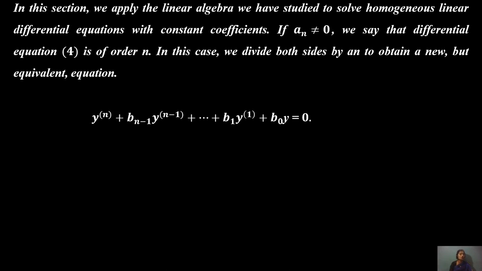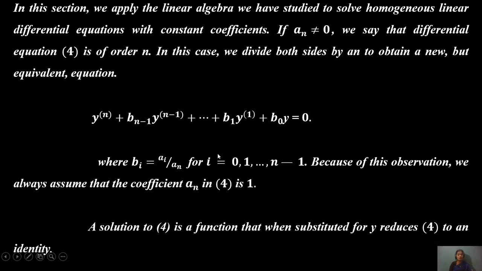In this case, we divide both sides and obtain a new equation: y to the power n plus b_(n-1) y to the power n minus 1, plus the first term, plus b_1 y to the power n, equals 0. This equation is generated in the form where b_i equals a_i over a_n for all values of i equals 1 to n minus 1.